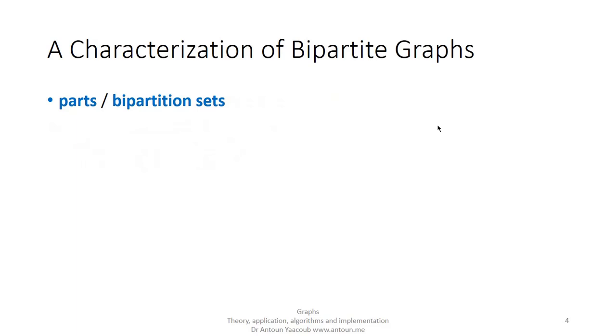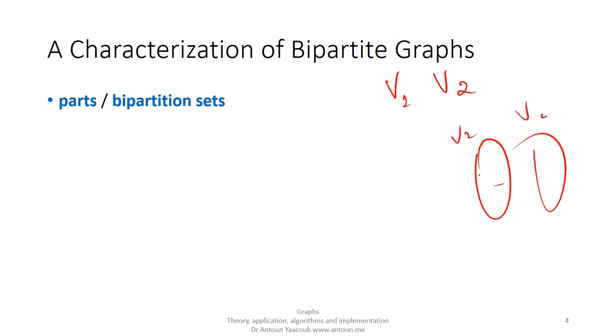So we know that a graph is called bipartite if the set of vertices can be partitioned into two non-empty subsets, let's say V1 and V2, such that if X and Y is an edge of the graph, then X and Y belong to different subsets. So we should have V1 and V2, and there are no edges within the set V1 and no edges between the vertices in V2, but there can be edges between both sets. So V1 and V2 are called parts or bipartition sets of the graph.